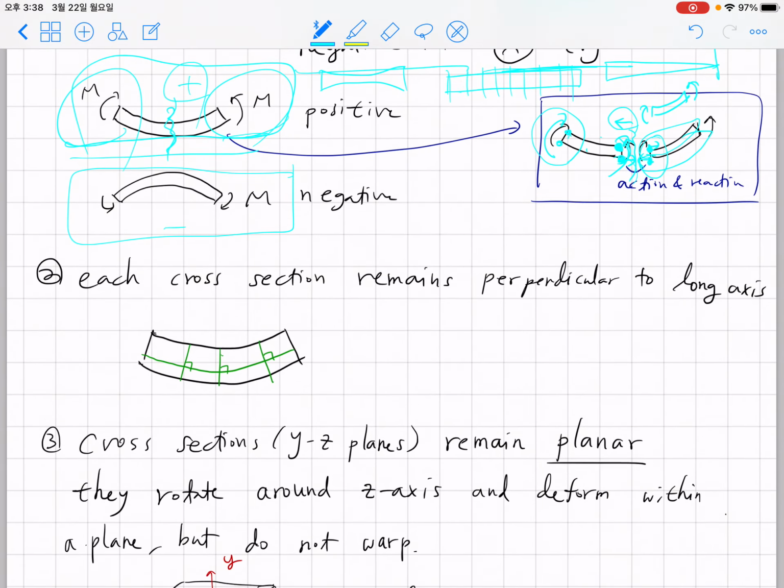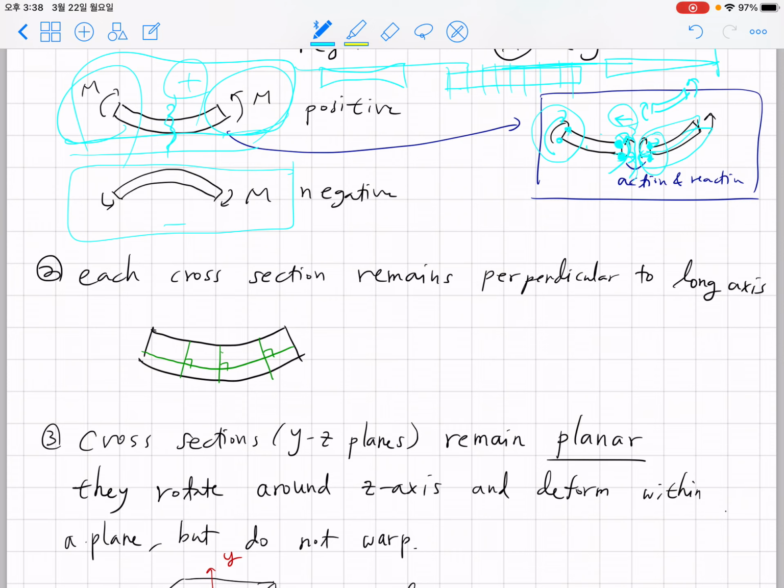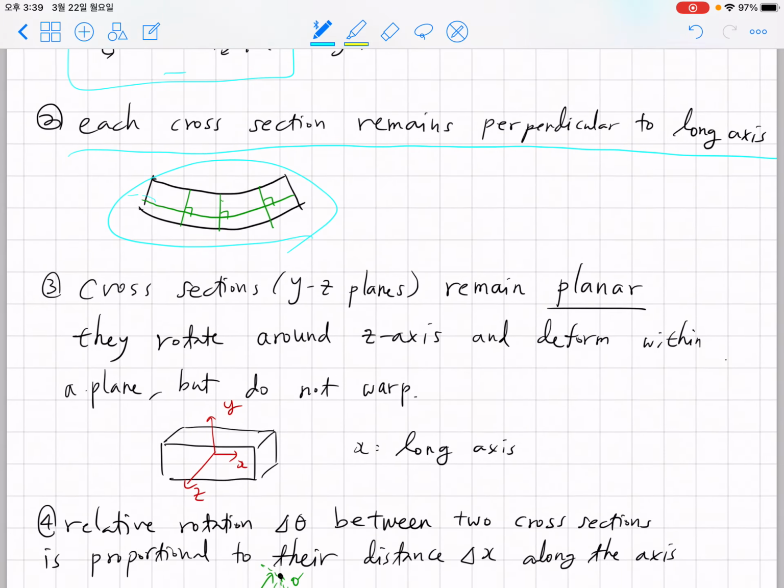Okay, and the second observation I want to make is, for pure bending of a prismatic symmetric member, each cross section remains perpendicular to the long axis. Actually, this is not the case if you consider a non-prismatic beam or non-symmetric members, but for symmetric members, we can say that each cross section remains perpendicular to the long axis. And please remember that this only holds for pure bending.